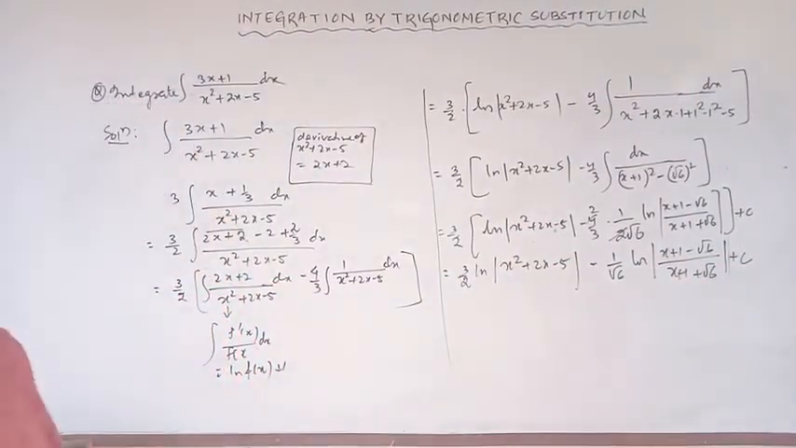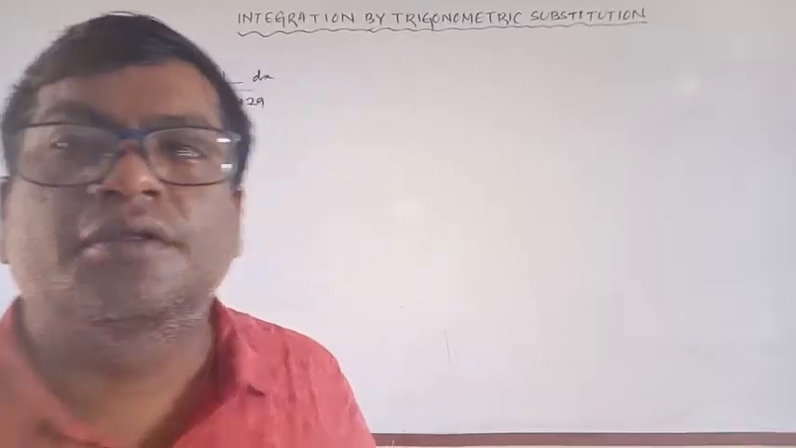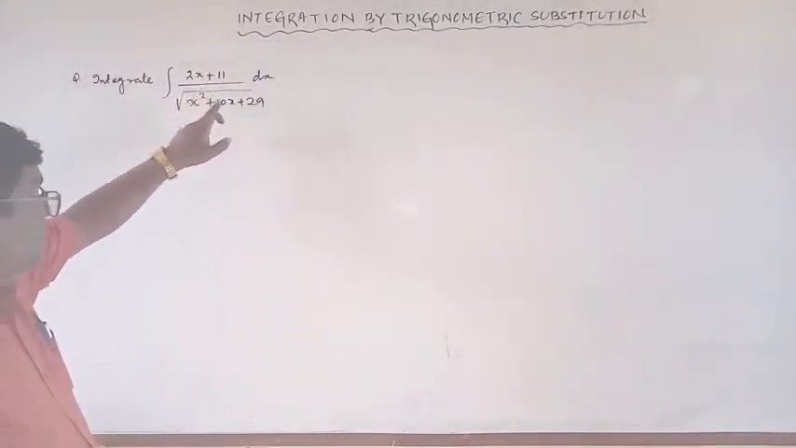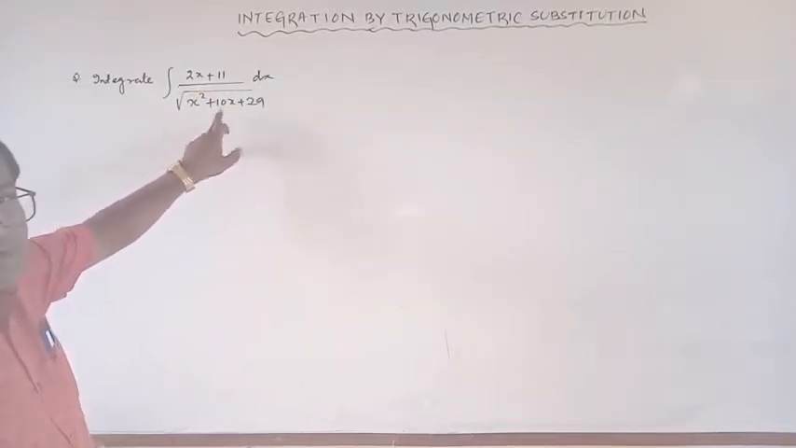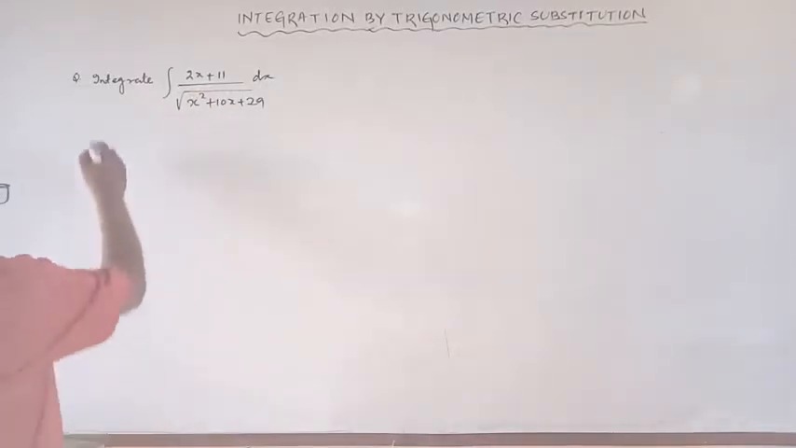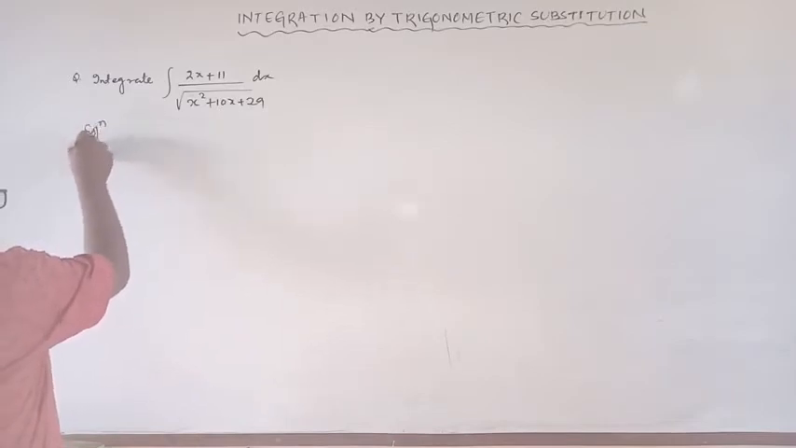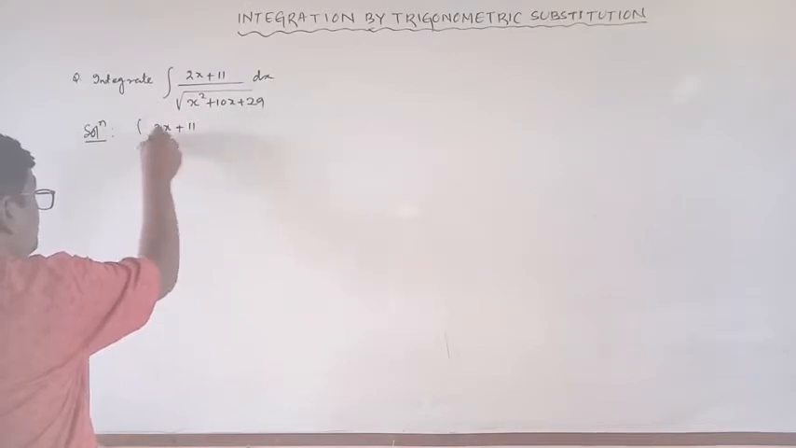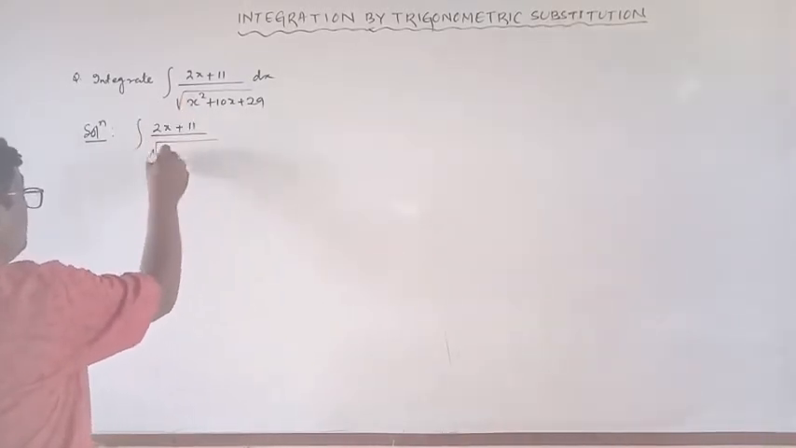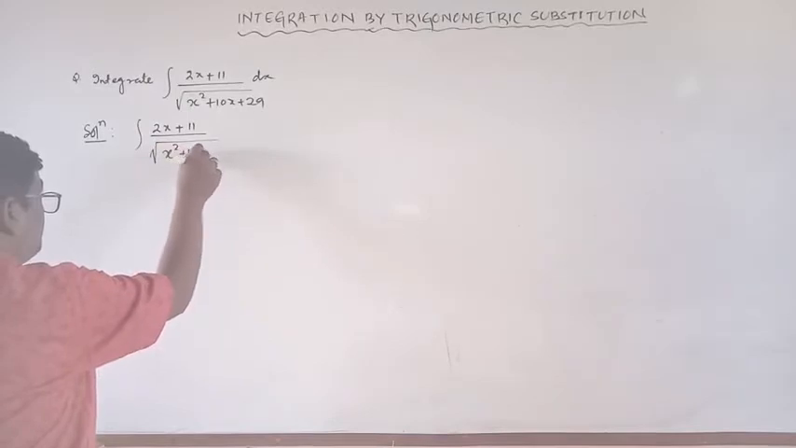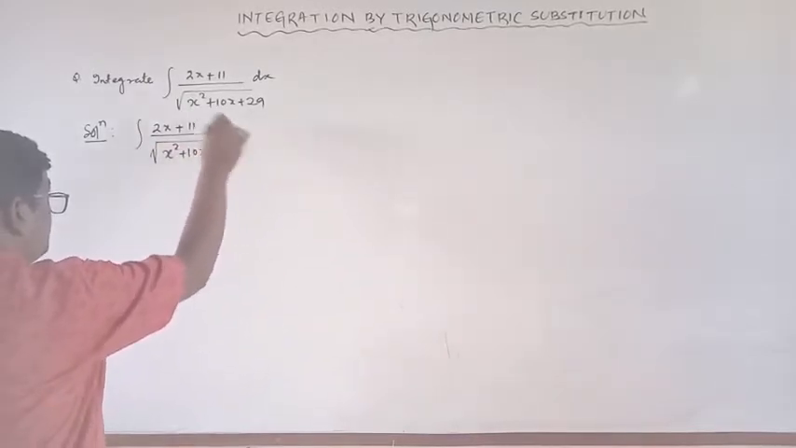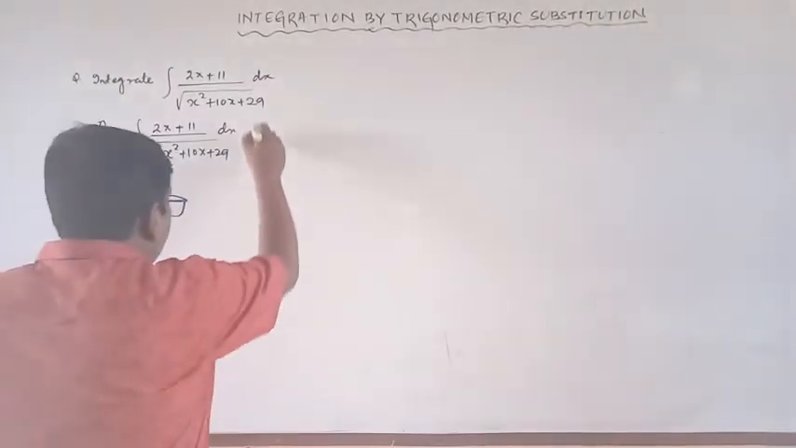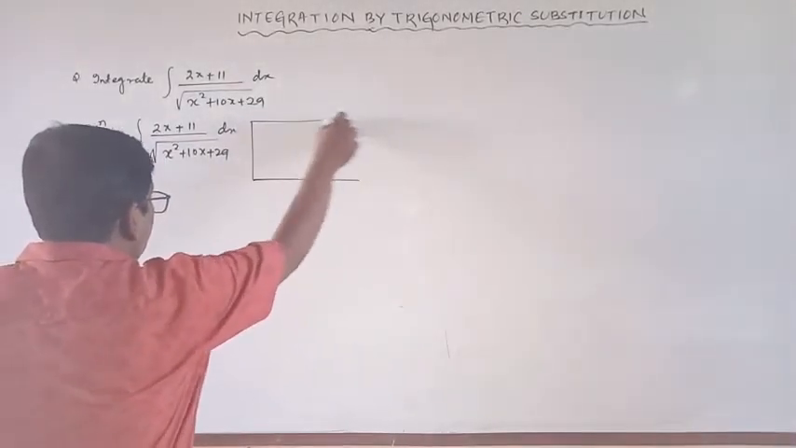Now another question. The question is integration of 2x plus 11 by root over x square plus 9x plus 20. Okay. So solution is integration 2x plus 11 by square root of x square plus 10x plus 29. Same concept. Okay.